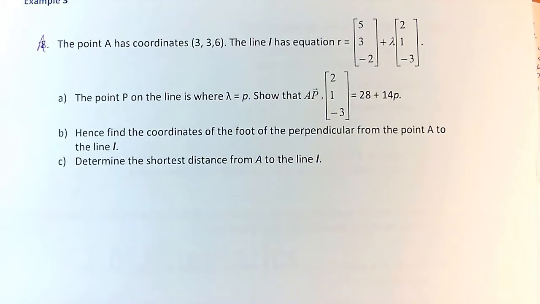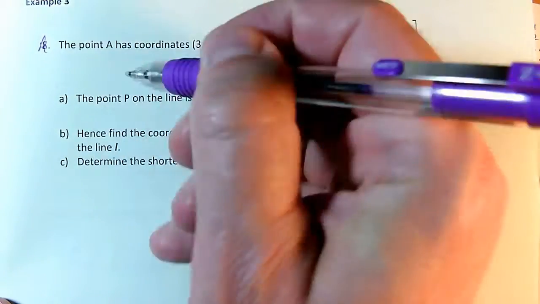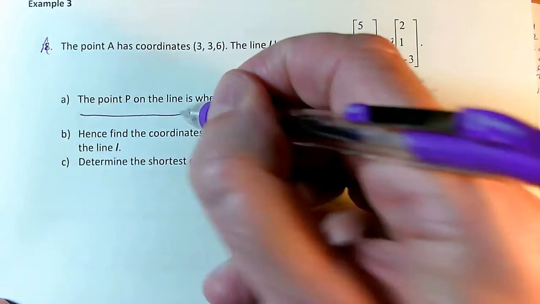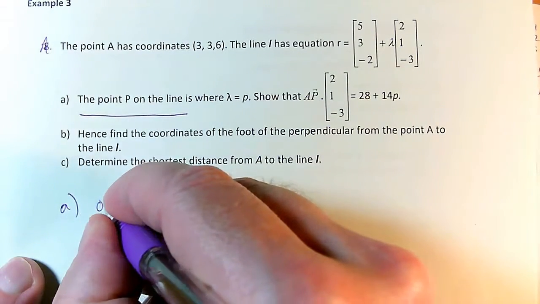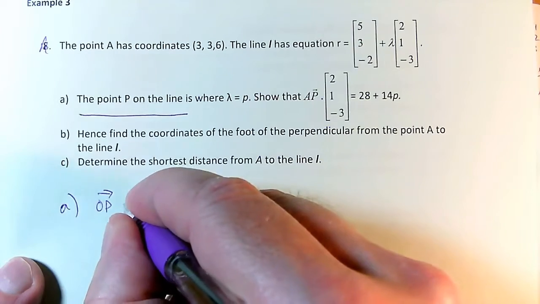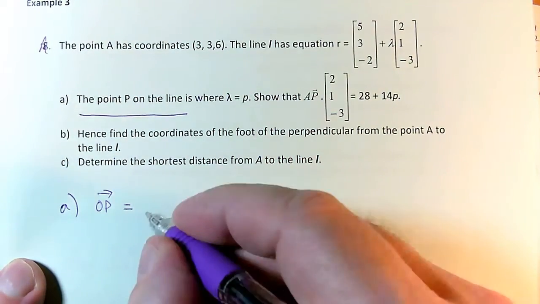Okay, here's another vector kind of exam style question. So I've got a point and then I've got this line, and it starts off by saying the point P is on the line. And I know what to do. So if P is on the line, then OP is generated by the equation of the line. So OP is going to be generated by that for some suitable value of lambda.